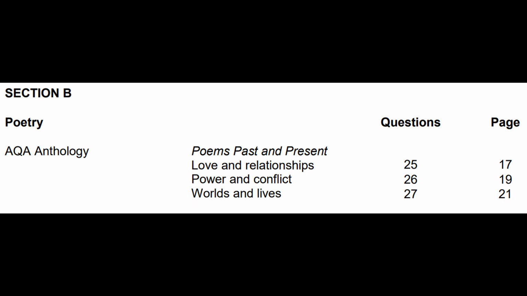For section B of paper 2, you will be answering the question on worlds and lives. One of the poems from the cluster will be printed on the page. You will answer the question by referring to the printed poem and comparing it with one other poem from the collection. You will be expected to remember this poem from memory. You have 45 minutes to write your answer.